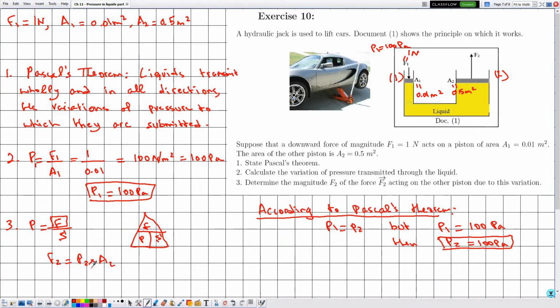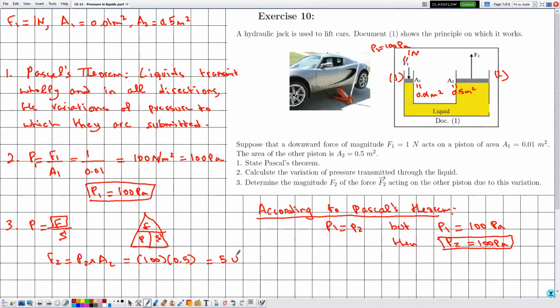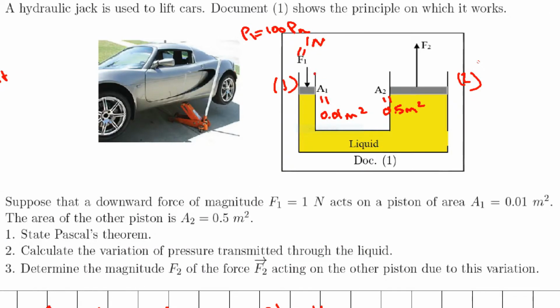Now after we have determined the value of P2, we are ready to determine the value of F2. P2 is given by 100 and the value of A2 is given by 0.5. Plugging this on the calculator, the value of F2 is given by 50. Since both P2 and A2 are expressed in the SI, the value of F2 will be expressed in the SI, which is in newtons. So the magnitude of the pressing force exerted by the piston on the cross-sectional area A2 is given by 50 newtons. Notice that F1 is being exerted on the piston and F2 is being exerted by the piston.